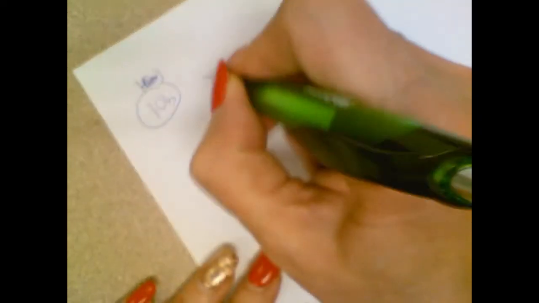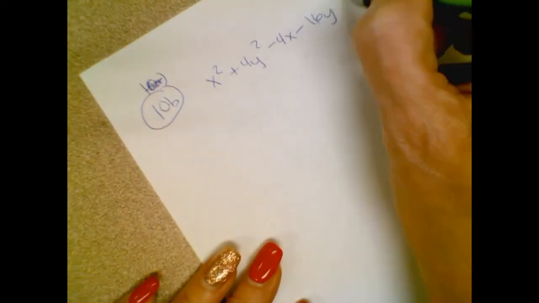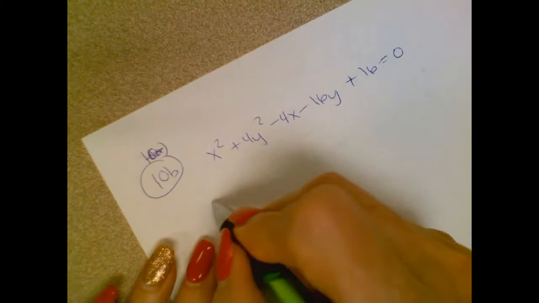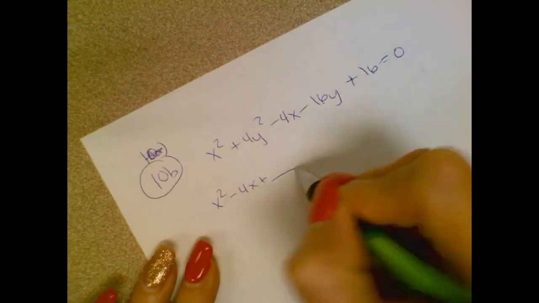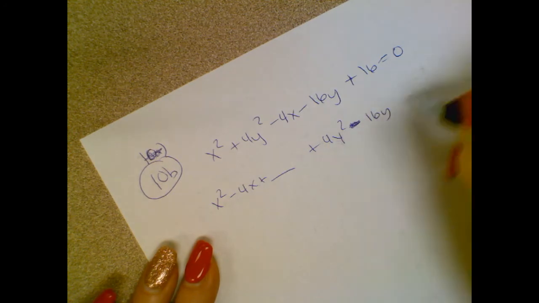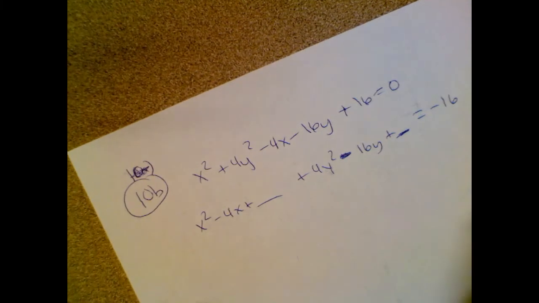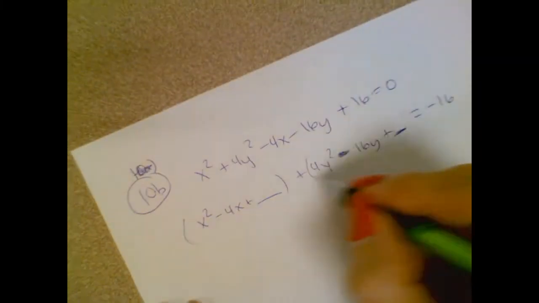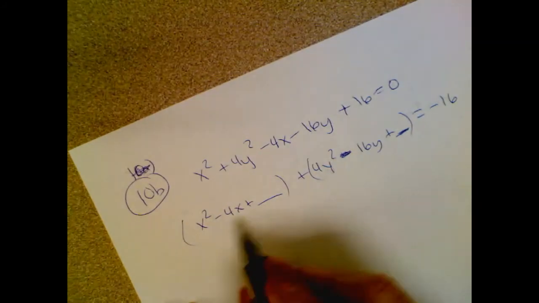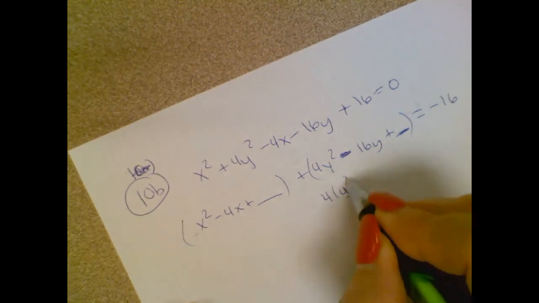10B. So we have x squared plus 4y squared minus 4x minus 16y plus 16 equals 0. Group your x's. Group your y's. And move the 16 to the other side. So now notice, I don't have to pull anything out of the x's. There's a 1 there, so I can go straight to completing the square. But on the 4's, I am going to have to pull a 4 out of this one.